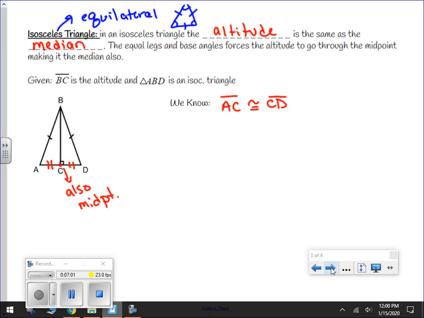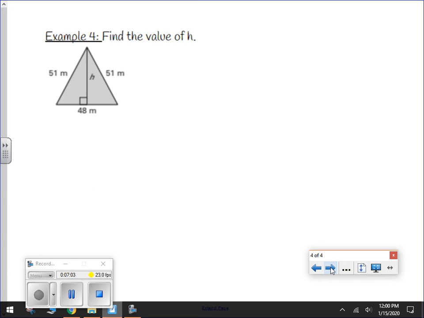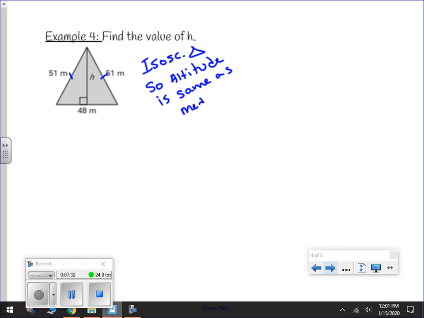All right, now that you've tried example 4, let's go through it. It just wants me to find the value of h, but if I look at my diagram, I see that the legs are equal. They're both 51 meters, making this an isosceles triangle. So that the altitude is the same as the median. Because I know the altitude is the same as the median, the base is getting split in half. And if the whole is 48, each half is 24.